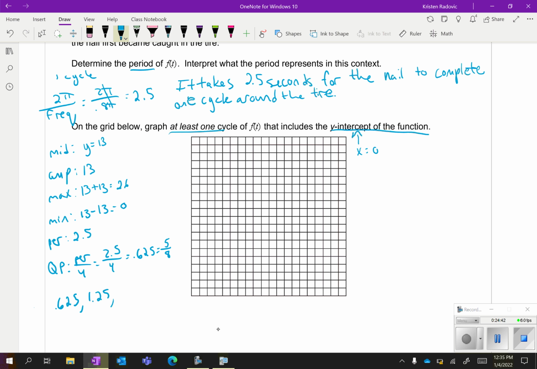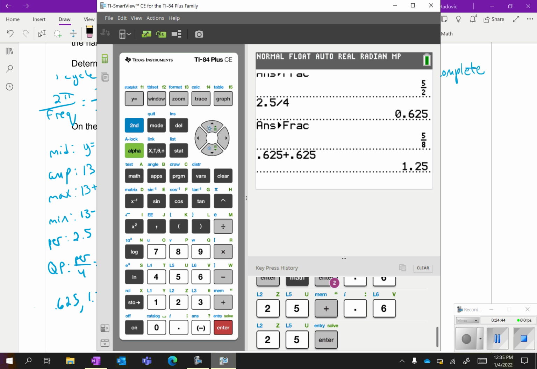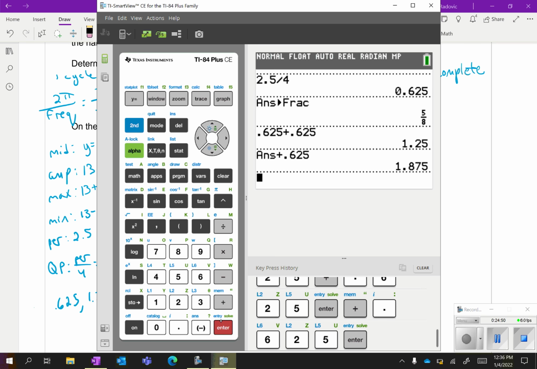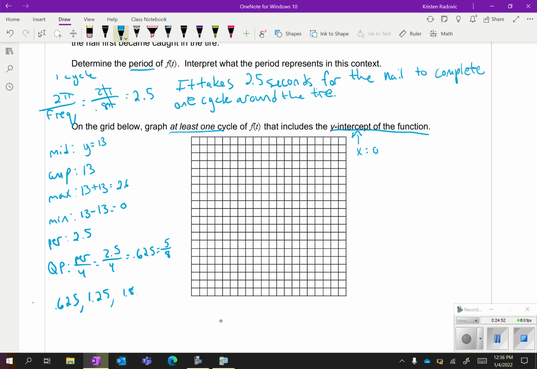Add another 0.625, and you're going to get to 1.875. And if you were to add another 0.625, you're going to get to 2.5. How do I know that? Because your fourth quarter point should always be your period. The fourth quarter point is one full cycle.